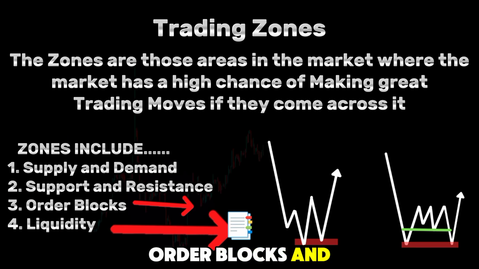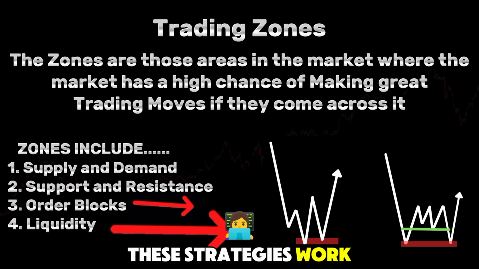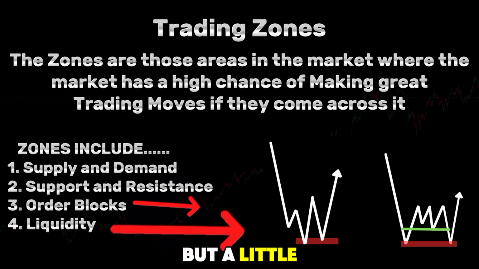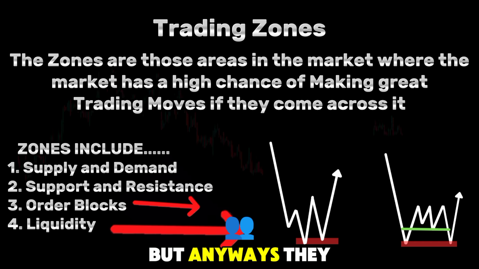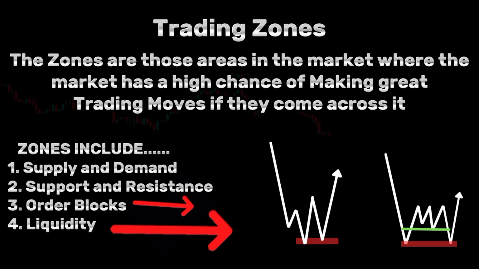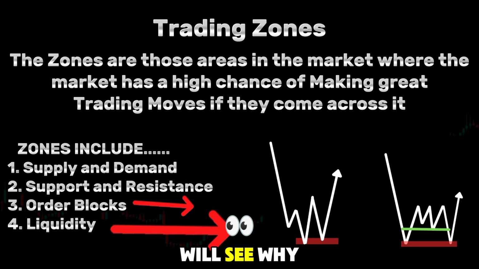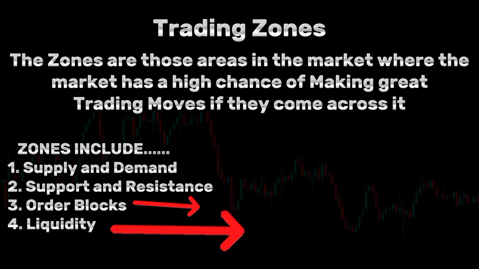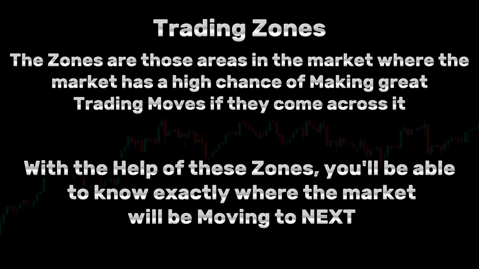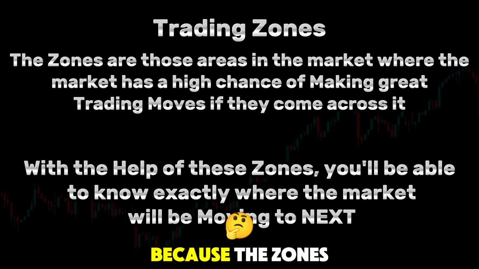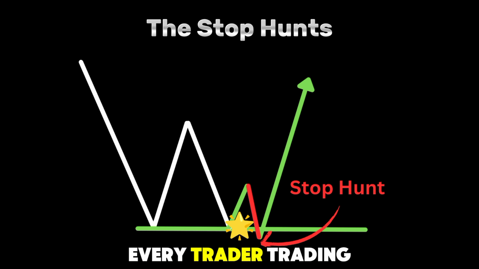Now, the order blocks and liquidity are the advanced strategies of the supply and demand zones. These strategies work with the zones of supply and demand, but with a little twist in their concepts, like the candlesticks and their structures. But anyways, they still work with the supply and demand zones. By the time I start showing you the examples of this strategy at work on the chart, you will see why these zones are very important. With the help of these zones, you will be able to know exactly where the market will be moving to next. But knowing the zones is not enough, because the zones have one common enemy: the stop hunts. This is the common enemy of every trader trading the zones.